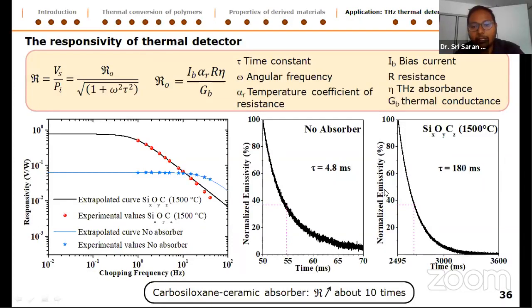Okay. And the speed of the detection, we can detect by the time constant. So if there is no absorber, it's very, very fast. That means the platinum itself absorbs. So the blue curve corresponds to no absorber. And with absorber, we enhance the responsivity. At the same time, we also increase the thermal time constant.